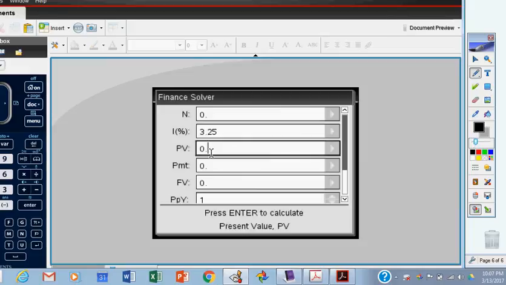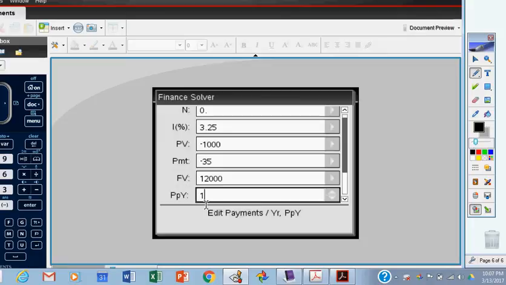The present value of that problem is negative 1,000 because we put it in as negative on the calculator. The payment is 35, so we put in negative 35. So the payment and the present value are put in as negatives there. Then the future value was told to us in this problem. They want that to be 12,000. Payments per year: it doesn't matter how many years we're doing it. Per year, we would have 12 payments according to the problem, and it would be compounded monthly. So that's a 12 there.